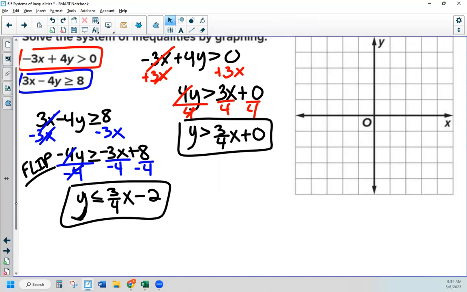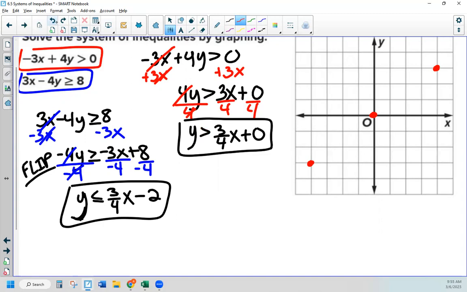Now, let's go ahead and graph the red one. The red one has a y-intercept of 0. So starting at 0 with a ladder, a positive ladder of 3/4, I can go up 1, 2, 3 to the right, 1, 2, 3, 4. Or I can go down 1, 2, 3 to the left, 1, 2, 3, 4. There it is. Now, the next thing is, it says greater than.